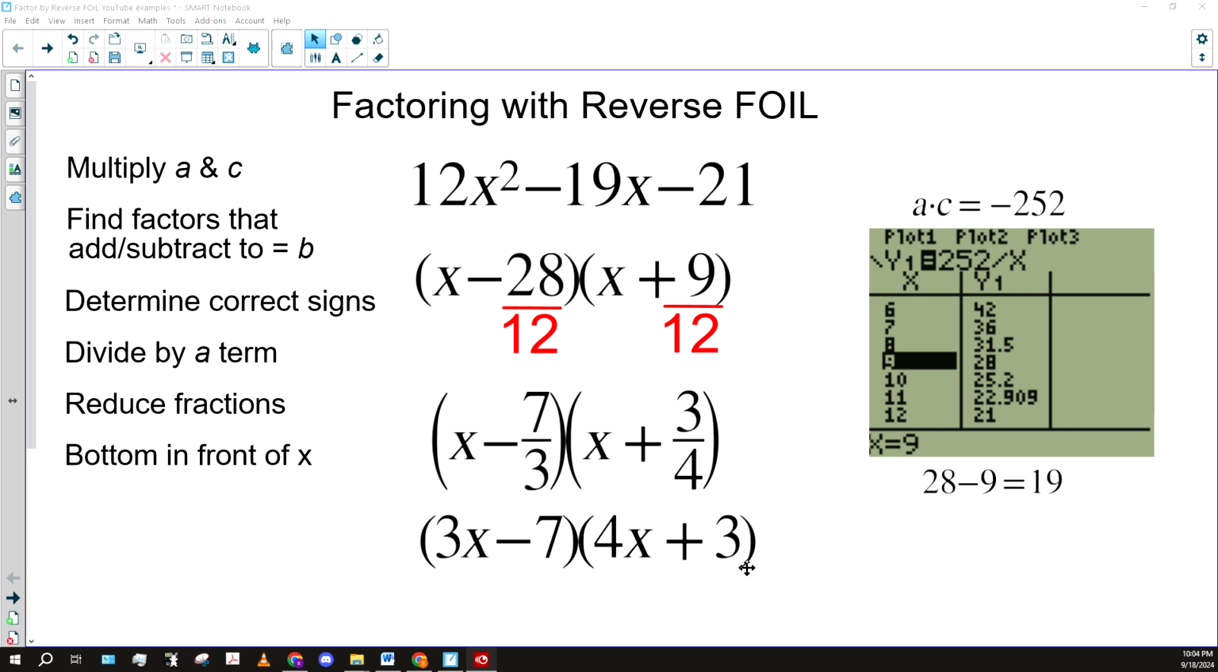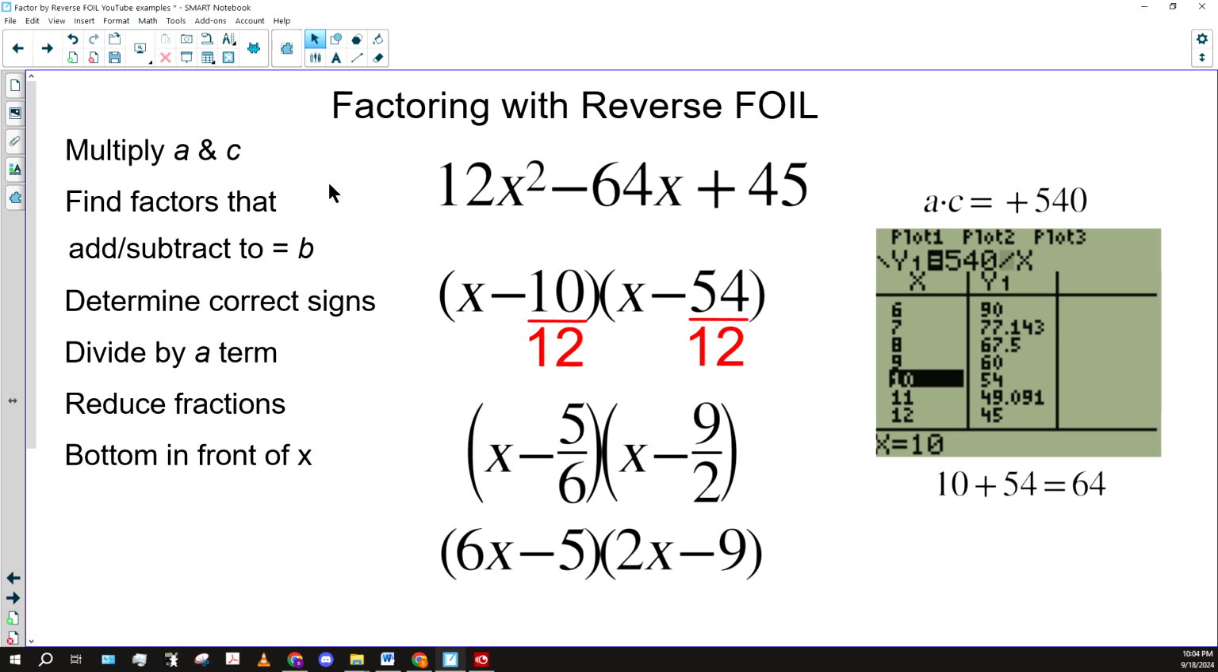You could quickly check to see if your math is right by just multiplying the first times the first, which is indeed 12, and the negative 7 times 3 is the negative 21. And so because the first term and the last term gave you the 12 and the 21, I feel very confident in my math. Now let's try another one.